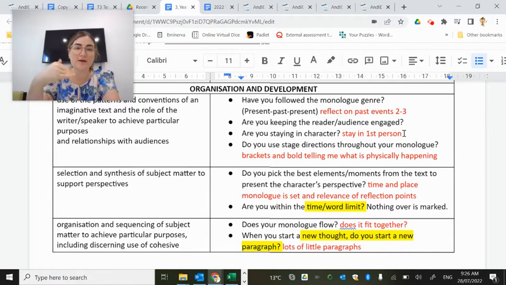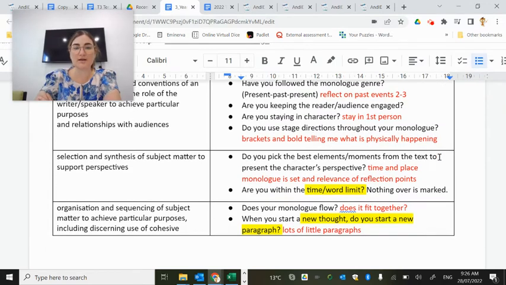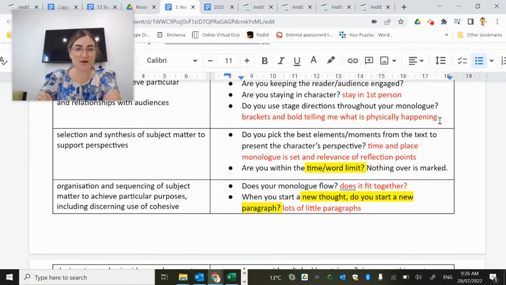Okay, but remember, finish in the present. So present, past, present. Make sure it's in first person. Obviously, you need to stay in character. You are the character. It's not a short story. Make sure you've got stage directions throughout. I would try to have, I don't know, one every 3 to 4 sentences, but try to make them useful and why they're actually there.